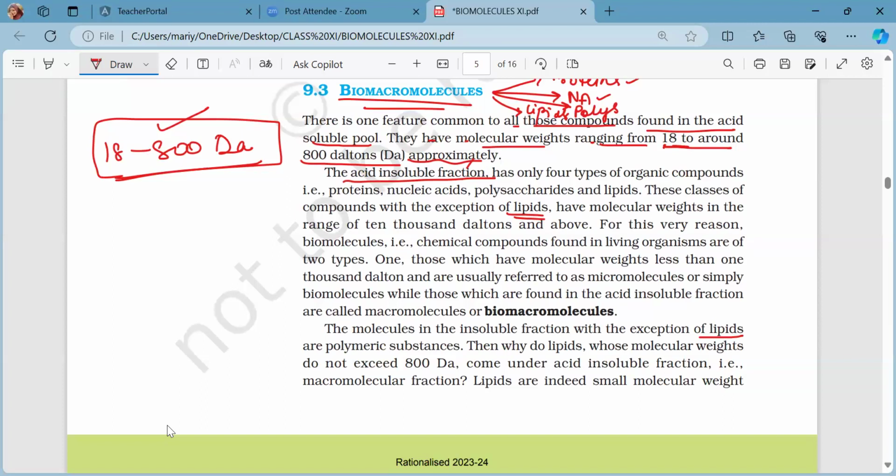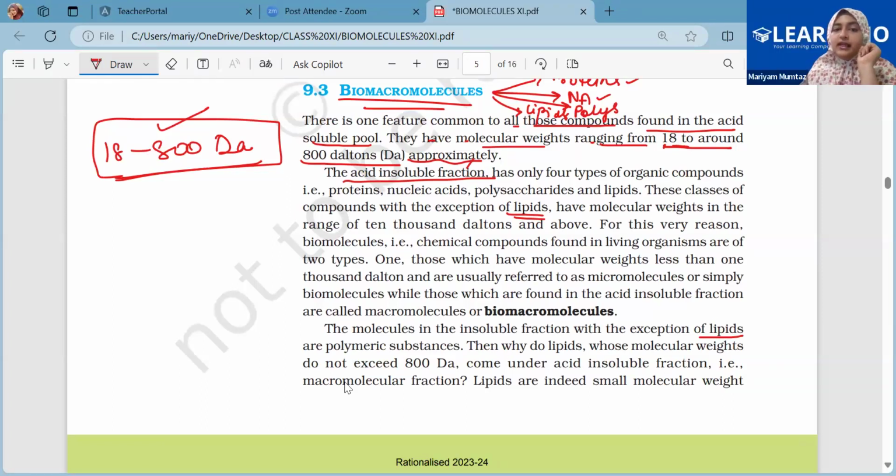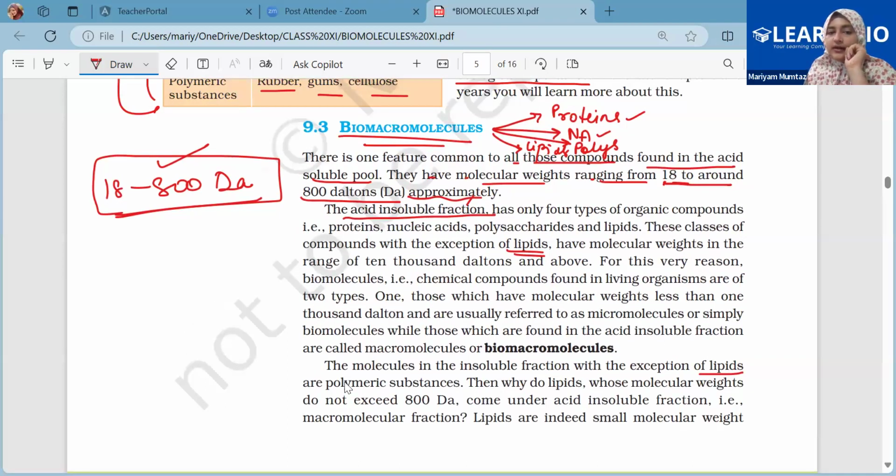Now, the acid insoluble fraction, talking about the ones that do not solubilize in the acid. It has four types of organic compounds: proteins, nucleic acids, polysaccharides, and lipids. These classes of compounds, with the exception of lipids, have molecular weight in the range of 10,000 Daltons and above. So they have higher molecular weight, except for lipids. For this very reason, the biomolecules, that is, chemical compounds found in living organisms, are of two types. Ones that have less than 1000 Dalton are referred to as micromolecules, while the other ones that are greater than 1000 are the biomacromolecules.